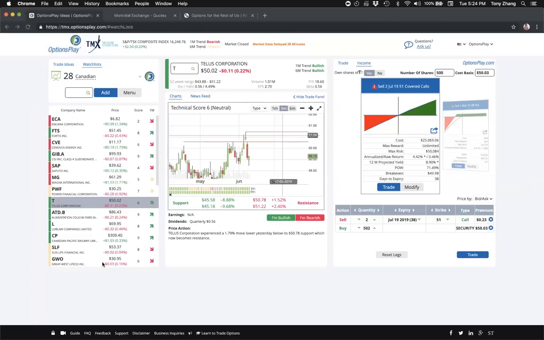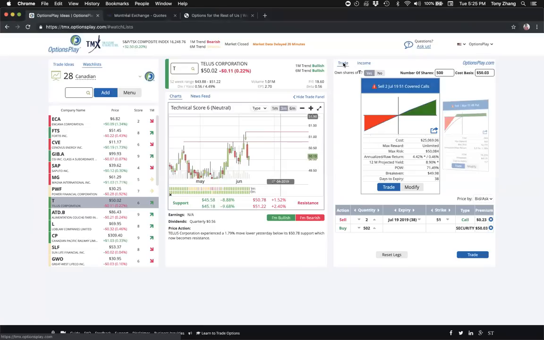Can you lose money by selling covered calls? Technically, you cannot lose money from selling covered calls, because the reason it's called a covered call is because it's covered. Now, the downside to selling covered calls is you can lose out on opportunity.